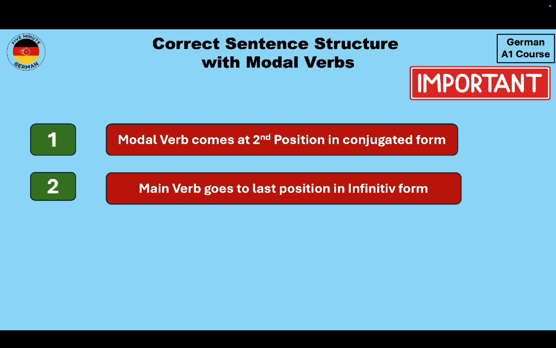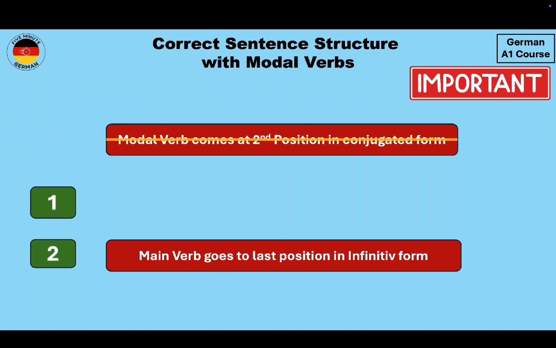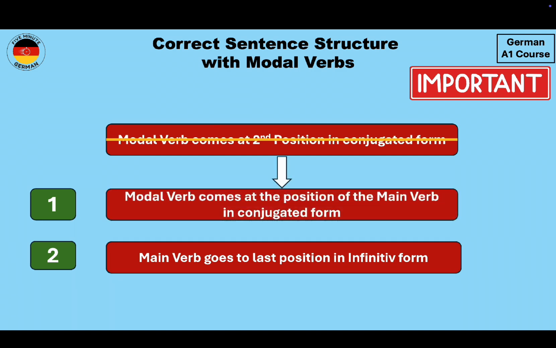However, with the examples, we saw that the modal verb can also come in the first position in case of Ja, Nein Fragen. So we can write rule number 1 in a better way, and that is the modal verb comes at the position of the main verb in conjugated form. This can be position 2 or this can be position 1 as we saw in Ja, Nein Fragen. So whenever you want to write a sentence with modal verb, just take a look at the position of the main verb and replace it with the modal verb, and then use rule number 2, which is the main verb goes to the last position in infinitive form. This is a better way to remember, and with this there is a less chance of making a mistake.